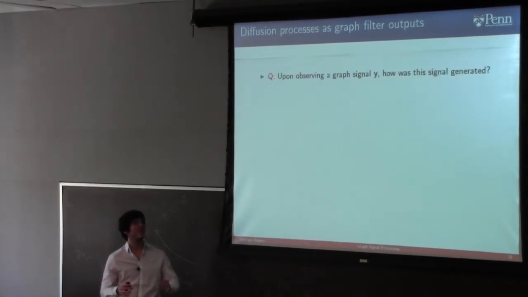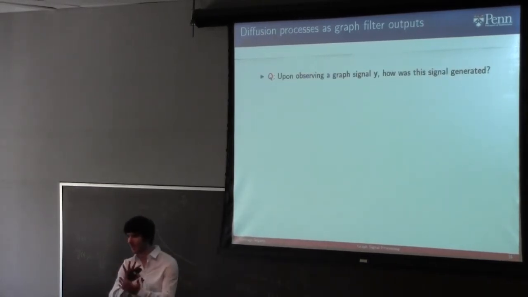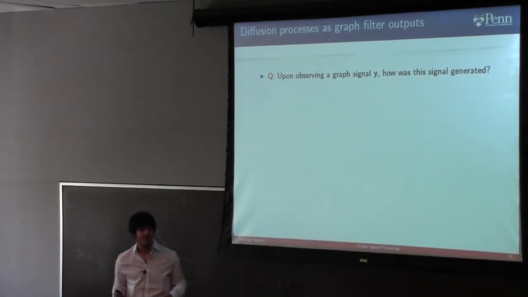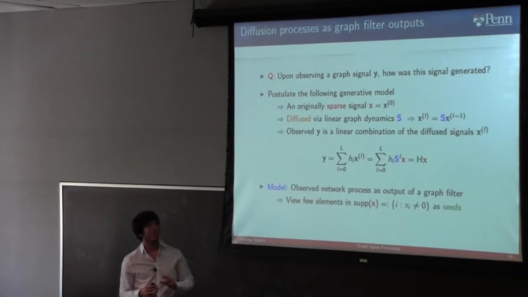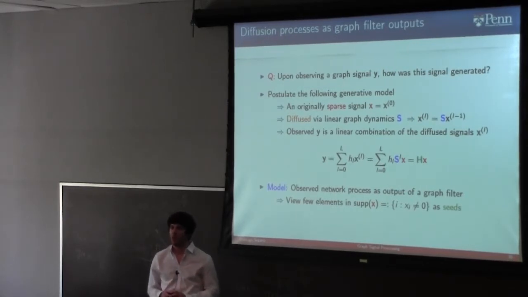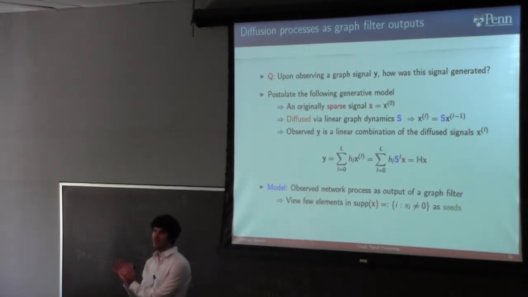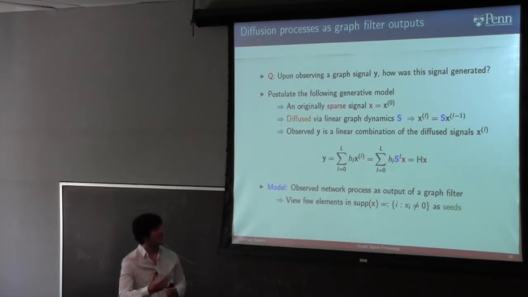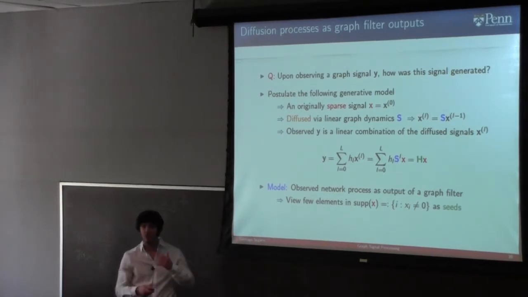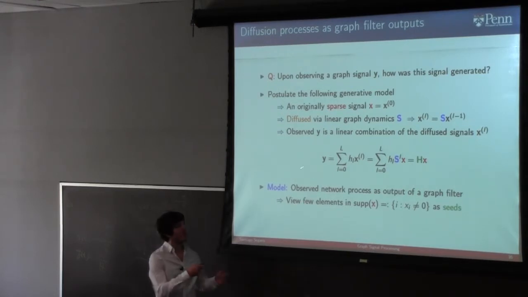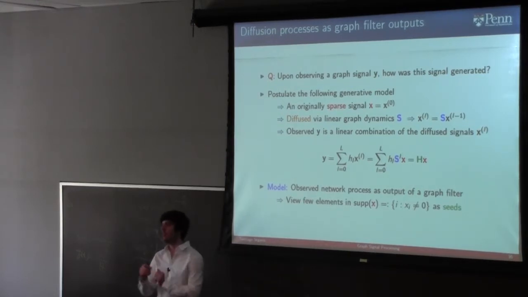The idea here is the following. Say that you observe a signal, y, a graph signal. How was this signal generated? Let's pose the following generative model. We say we originally had a sparse signal on the graph, x, and this signal was diffused by some local operator, here S, successively, so we get x1, x2, x3, x4, and then what we observe is a linear combination of these successive diffusion processes.